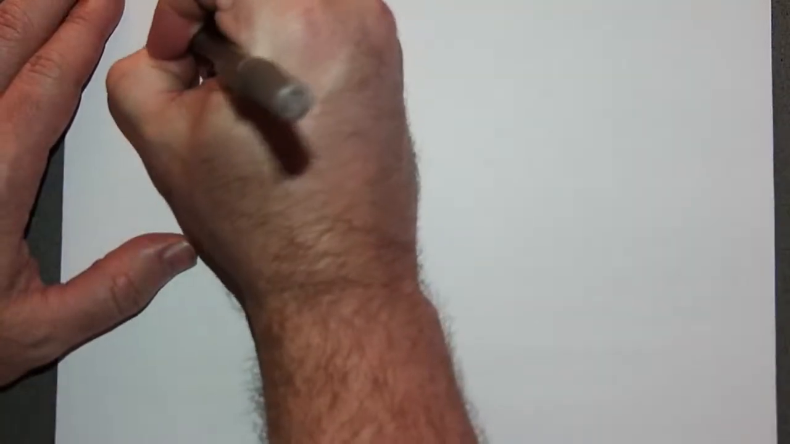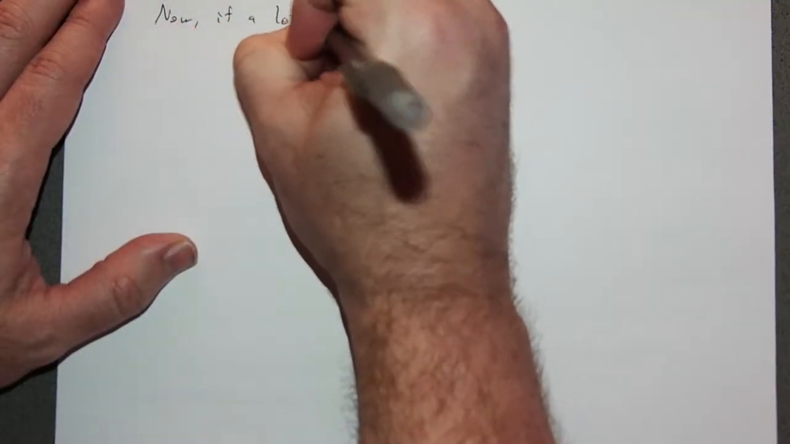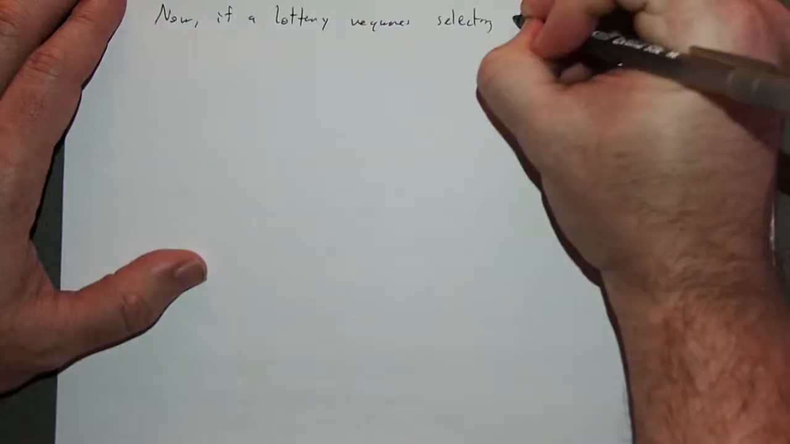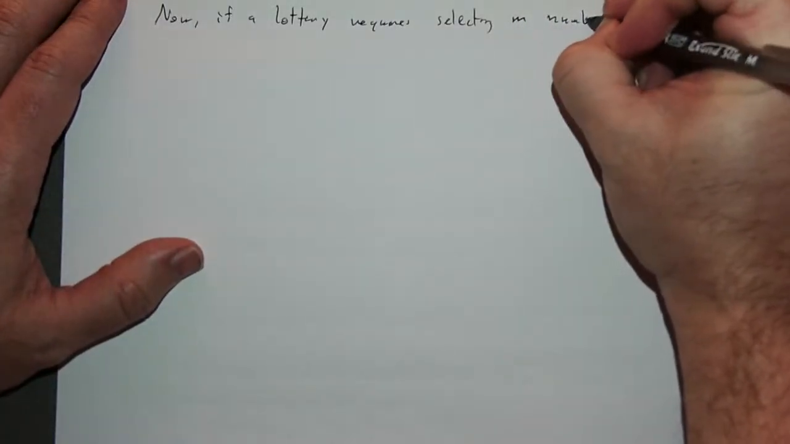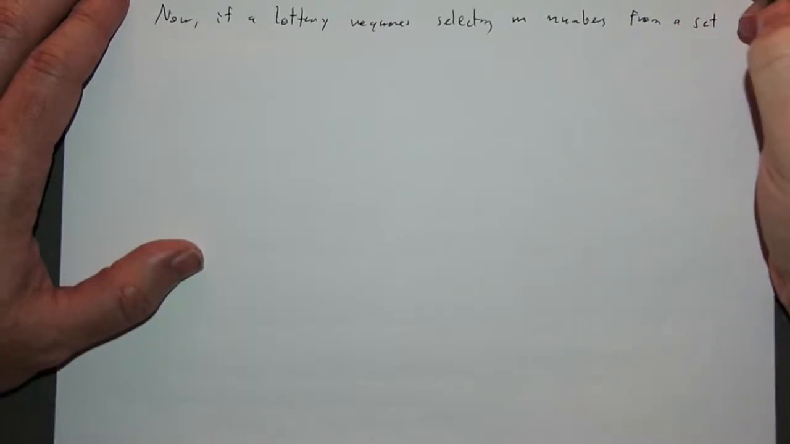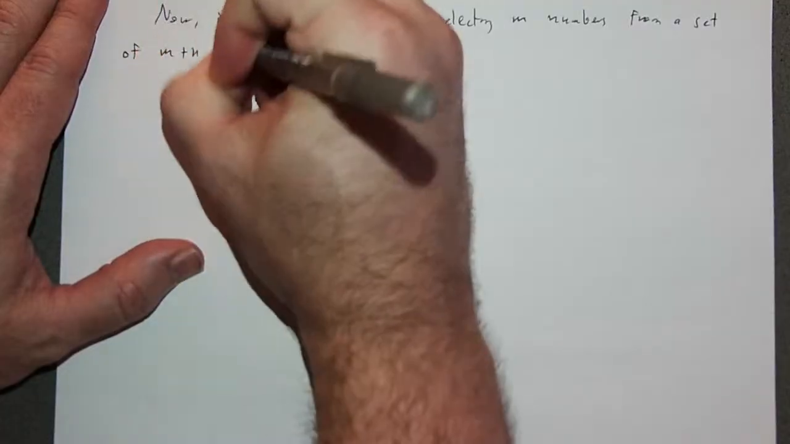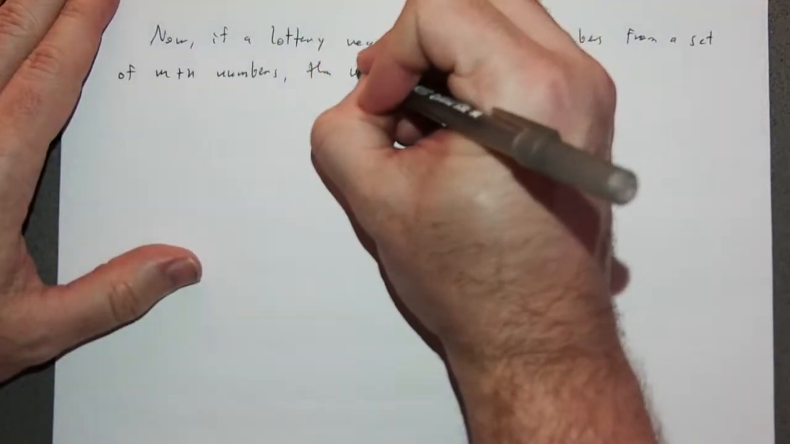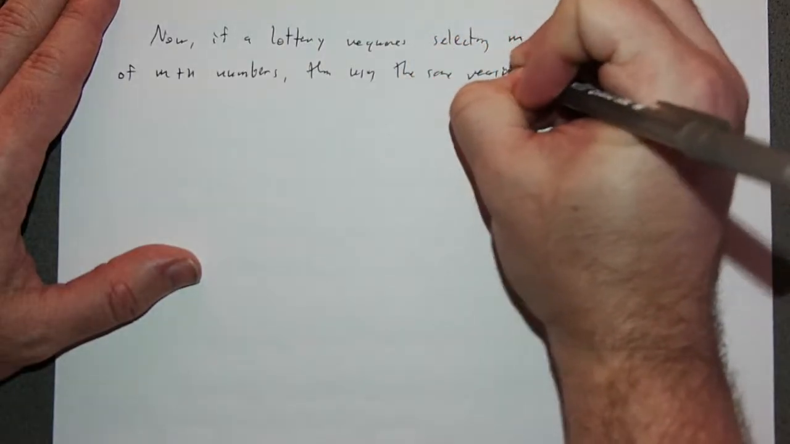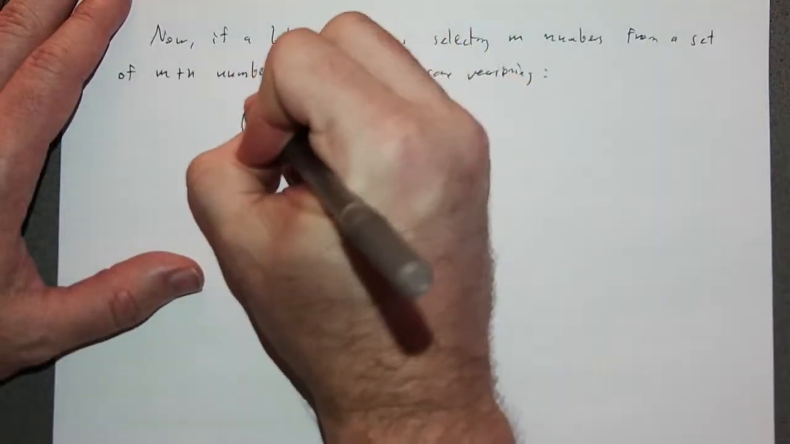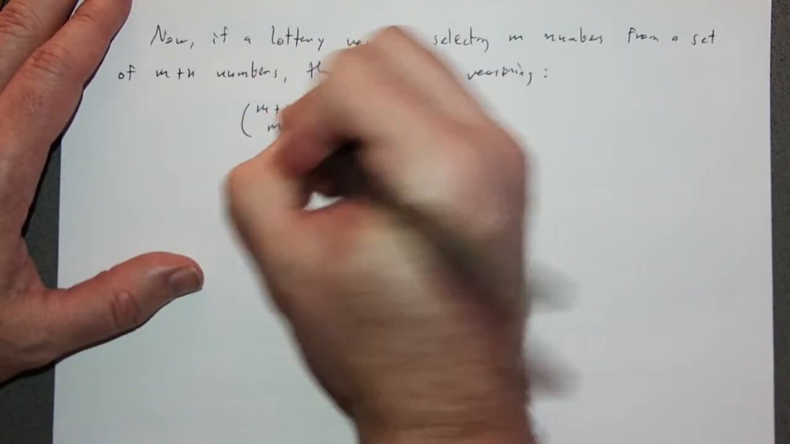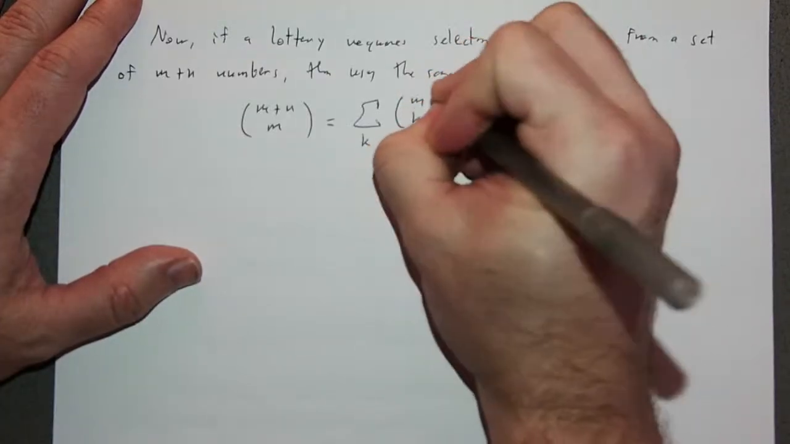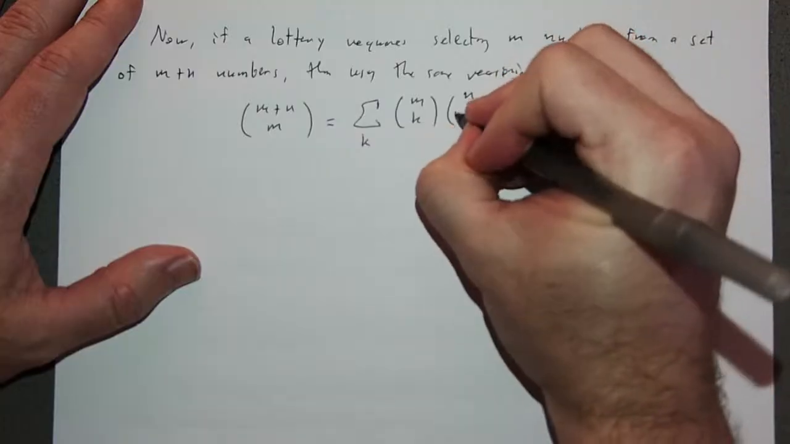So now, if a lottery requires selecting m numbers from a set of m plus n numbers, then using the same reasoning, we have the following identity, which is m plus n choose m is equal to the sum over k of m choose k times n choose m minus k.